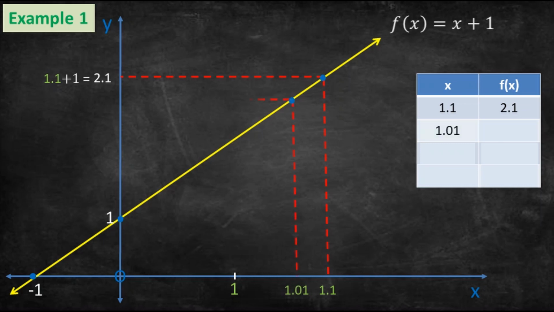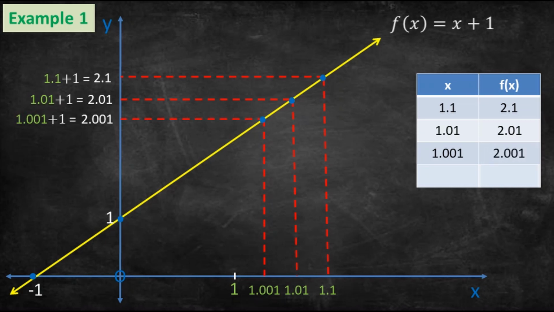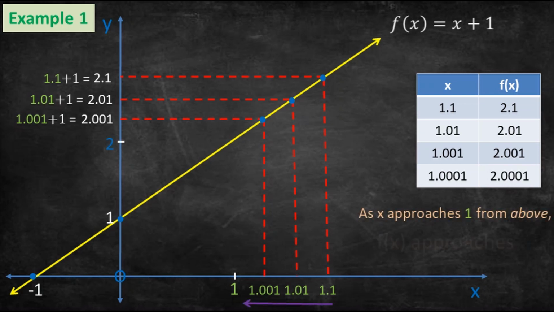We can take a number even closer to 1, but still above 1 on the x-axis, such as 1.01. We substitute it into the equation, and we find that the corresponding function value is 2.01. Let's take a number even closer to 1, such as 1.001. We substitute it into the equation, and the function value comes to 2.001. So we can continue plugging in values closer and closer to 1, but above 1, and then find the corresponding function values.